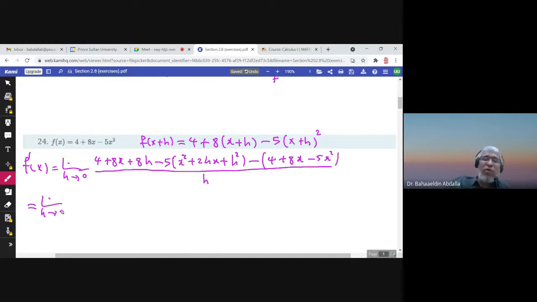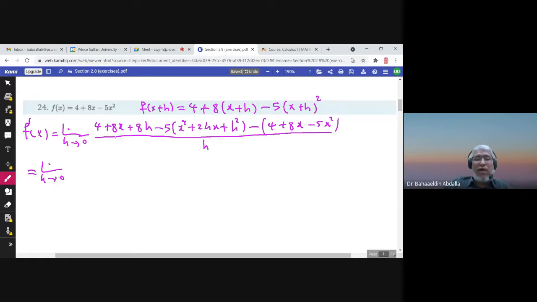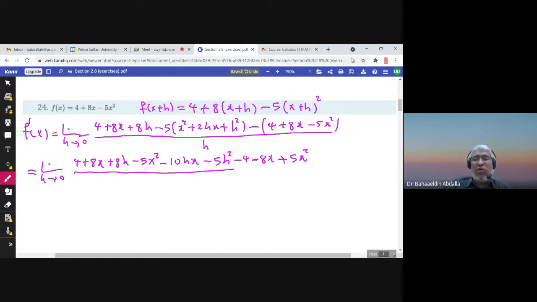And now we continue expanding. So I have 4 plus 8x plus 8h minus 5 times x squared minus 5 times 2hx and minus 5 times h squared. And this negative will change all the signs inside parentheses. So negative 5 would be positive 5x squared over h. And now 4 cancels with negative 4.